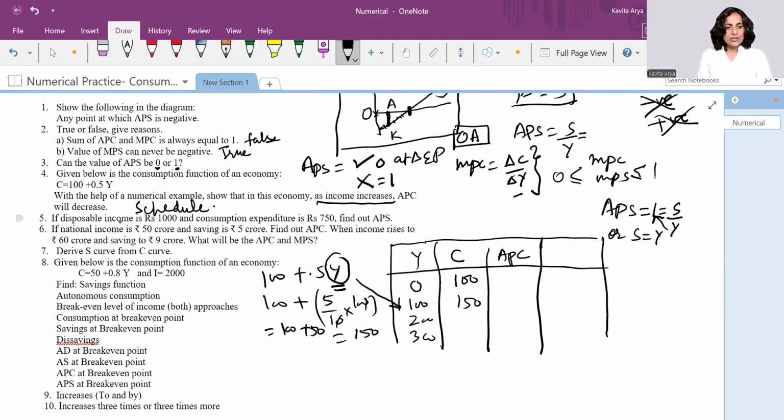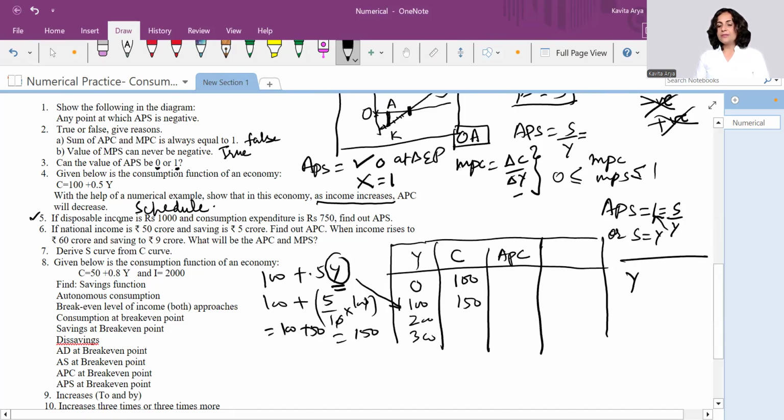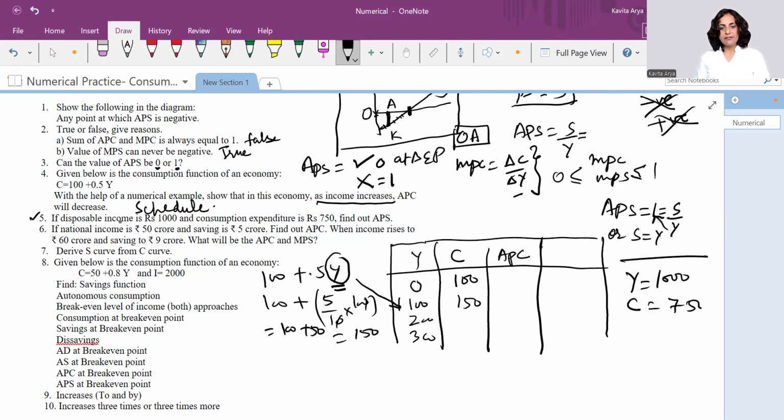Now, next question, question number 5. And question number 5 says if the disposable income is 1000, consumption is 750, find APS. So what would happen? I know now what is given. Income is given to be 1000 and consumption is given to be 750.